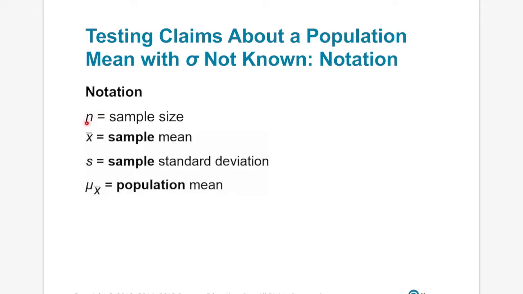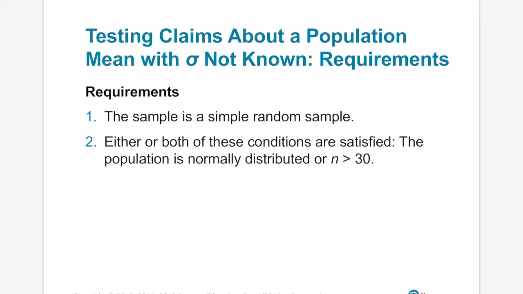Notation: n is a sample size, x bar is sample mean, s is a sample standard deviation, mu of x bar is population mean. The requirements for testing a claim about population mean. First, the sample is a simple random sample. Second, either or both of these conditions are satisfied. The population is normally distributed, or n is greater than 30.